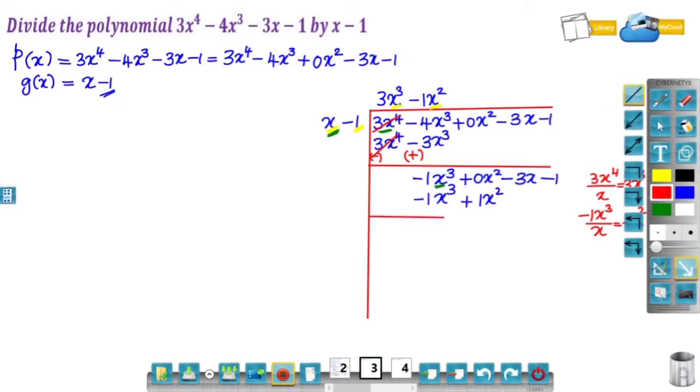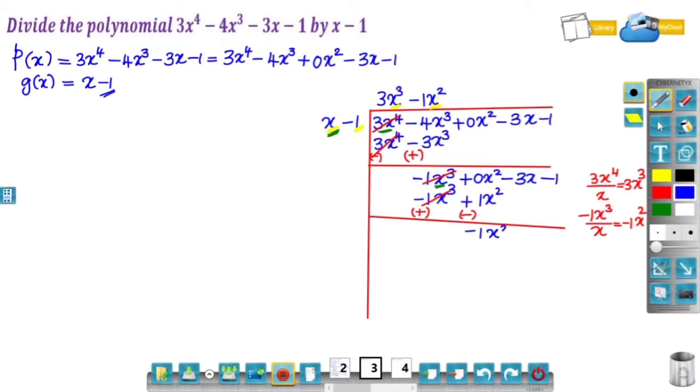Next step is subtract. While subtracting, remember, change the sign. Minus 1x cube becomes plus 1x cube, plus 1x square becomes minus 1x square. Now minus 1x cube plus 1x cube is 0, plus 0 minus 1 is minus 1x square. Write the remaining terms as it is, minus 3x minus 1.